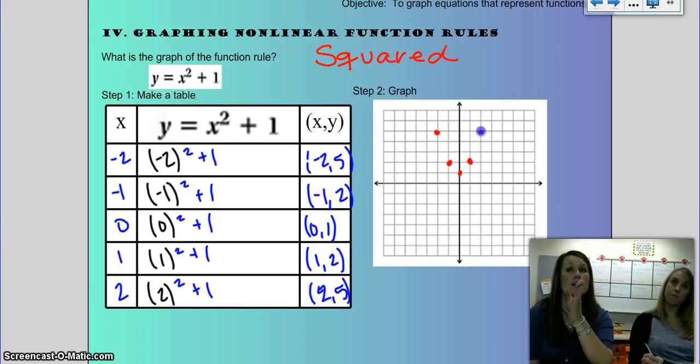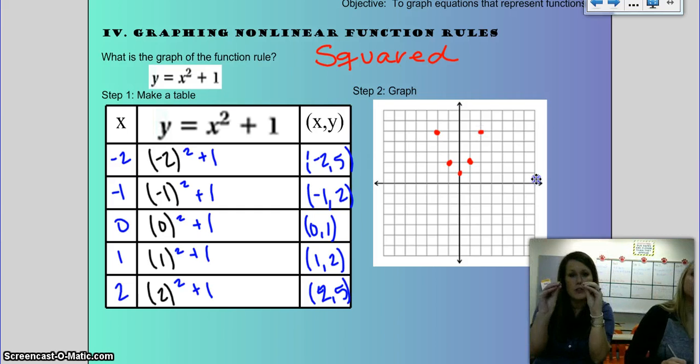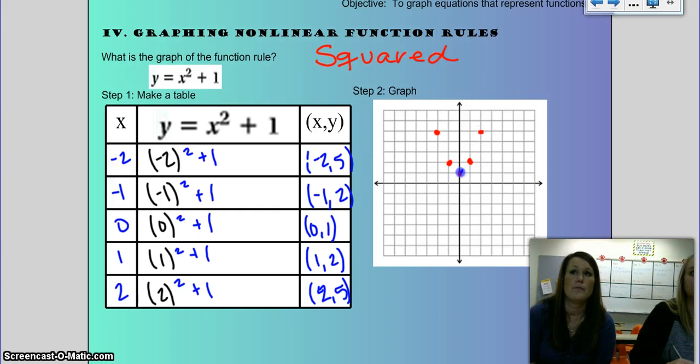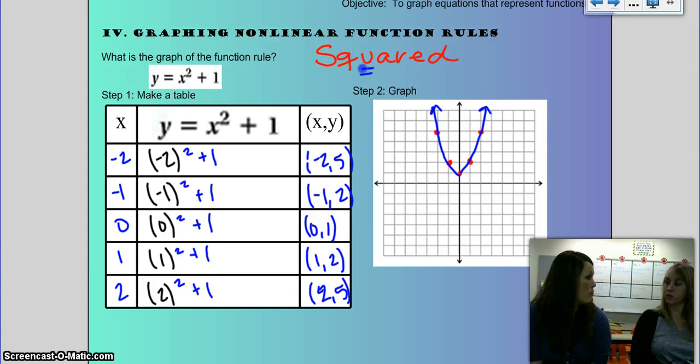So it kind of looks like a V, but those are scrunched together. That's going to make a U shape. I love it. And so there's our U in the word squared.